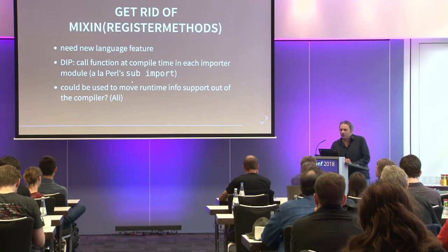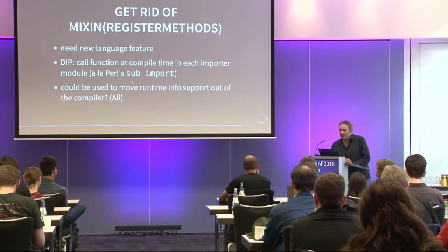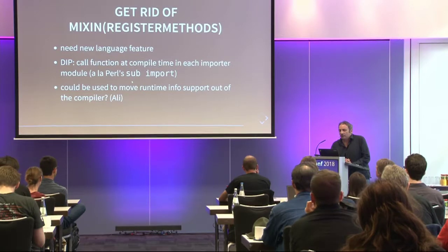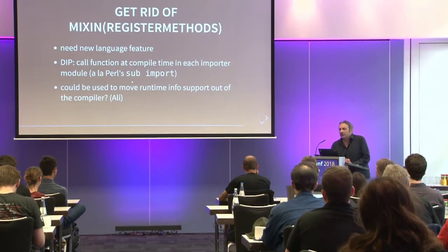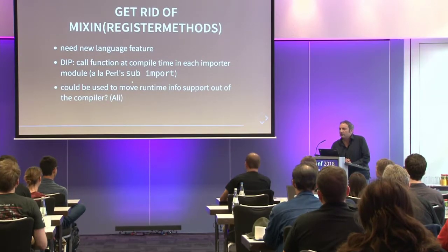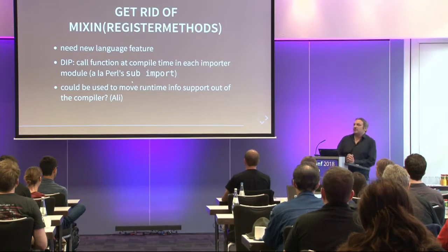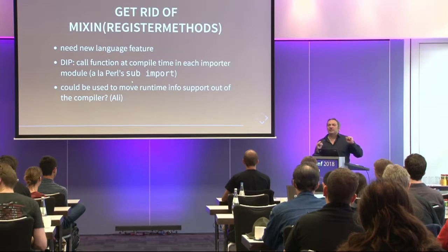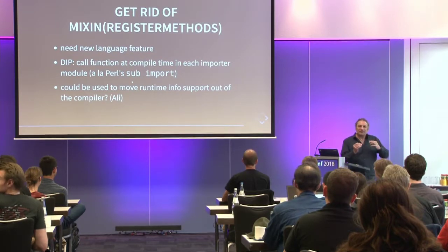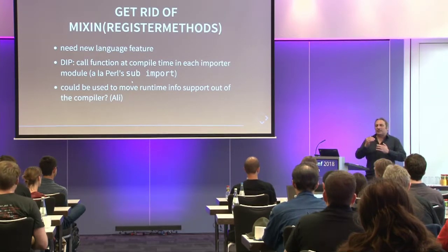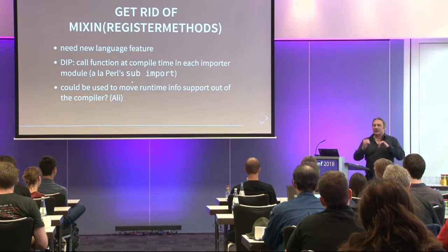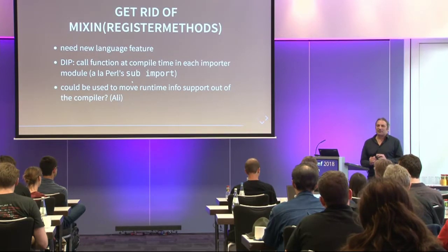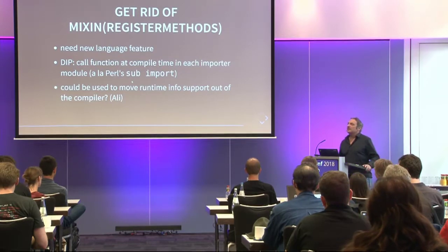During a discussion with Luis and Ali, Ali said that that may be sufficient to move the support for building runtime type information out of the compiler. So imagine that object is implicitly imported. It could use maybe compile time introspection to generate the module info. Yes?